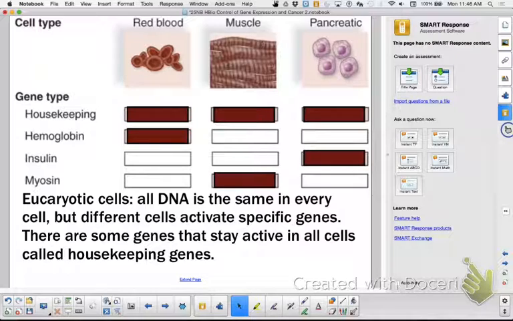And we're going to continue on in chapter 25, control of gene expression. We have discussed prokaryotic control, so now we're going to move on to eukaryotic control.